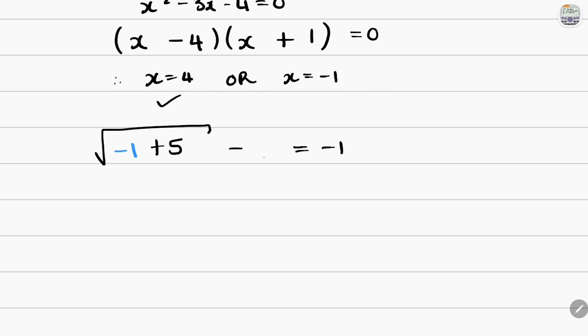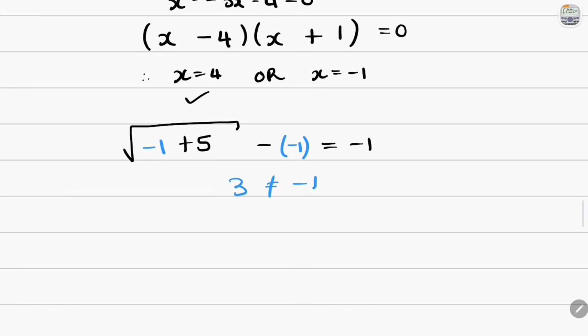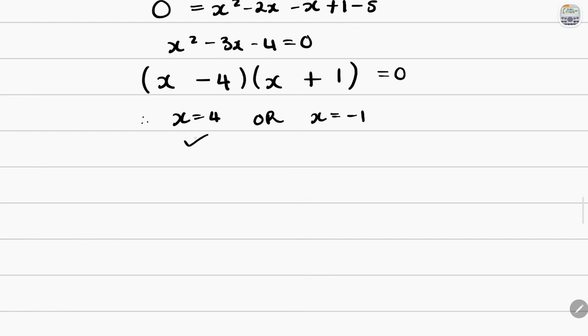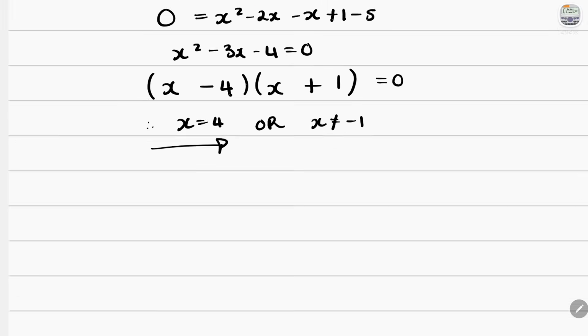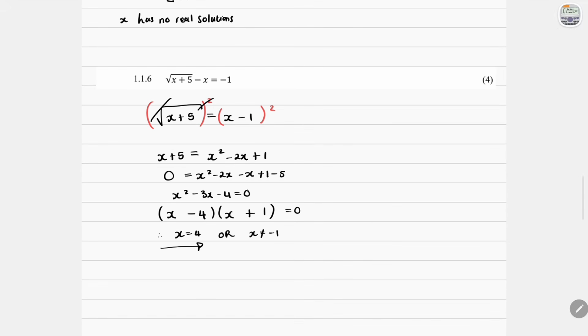Okay, let's try -1. Let's try -1 here. This is minus -1. So you see how that becomes a plus. So we're saying 5 minus 1 is 4. And then square root of 4 is 2. And this is going to multiply to become a plus 1, which is 3. See how 3 and -1 are not the same number. So the left-hand side is not equal to the right-hand side for x equals -1. Okay, so cancel out the invalid solution and accept the valid. So we say x is not equal to -1, but x is equal to 4. And that is our answer. Moving on to the next question.